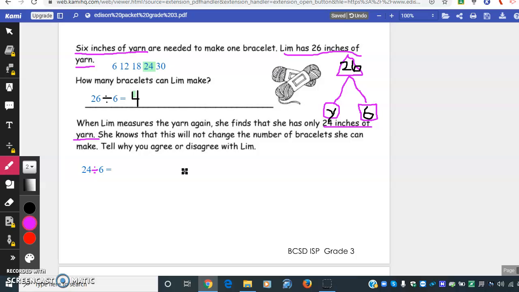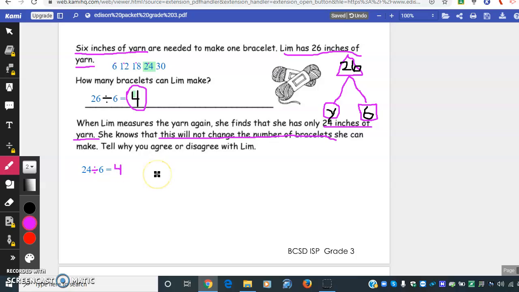Now the question is, do you agree with Lim when she says that this will not change the number of bracelets that she can make? She originally said she could make 4 bracelets. Is that going to change? Let's go back up to our 6s. There's 24. 24 actually happens to be a multiple of 6. It's right here. So how many 6s make 24? 1, 2, 3, 4. So 24 divided by 6 is equal to 4.